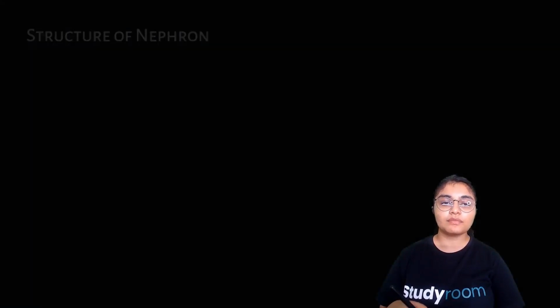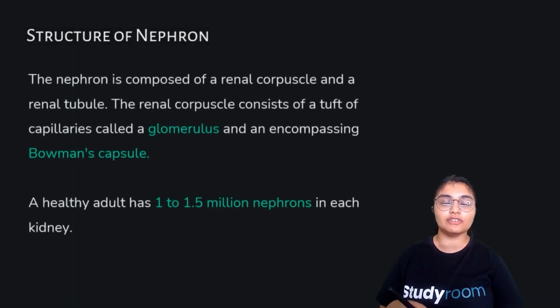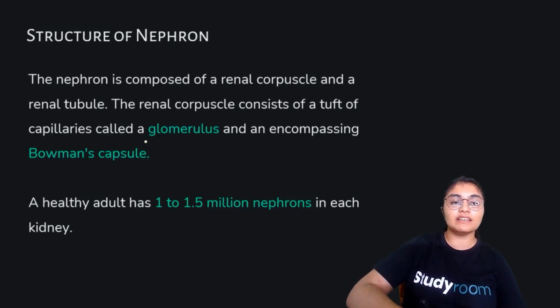Okay. Next up, we have the structure of the nephron. As we know, the nephron is the basic unit of the kidney, and the kidney is made up of many nephrons. The nephron is composed of a renal corpuscle and a renal tubule. The renal corpuscle consists of a tuft of capillaries called a glomerulus and an encompassing Bowman's capsule. These are the structures that are present in the nephron.